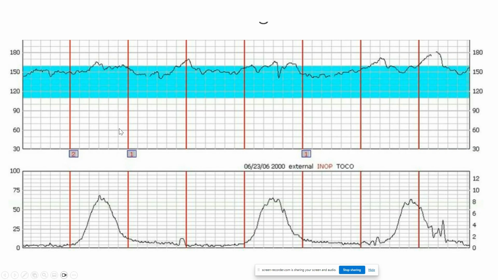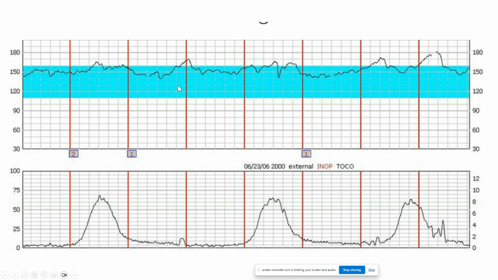So when mom comes in, she'll lay down. We're going to put the two monitors on her and we're going to give her a clicker. It's like a little black clicker. And we're going to tell her every time you feel the baby move, I want you to click the clicker. The clicker is just going to mark the page. And what that tells us is that every time the baby moves, we should see an acceleration. So it's just to mark the page.